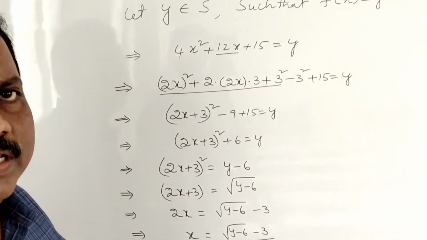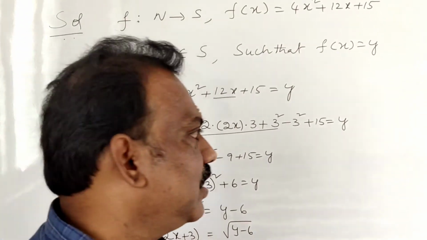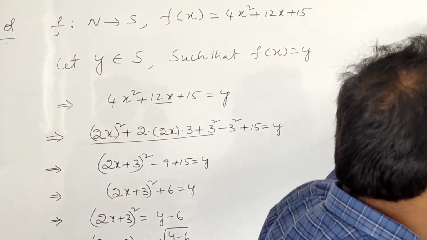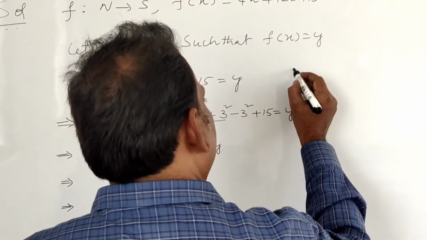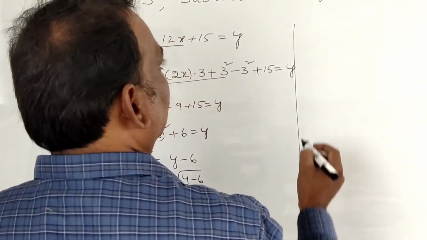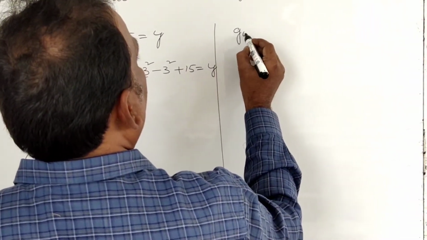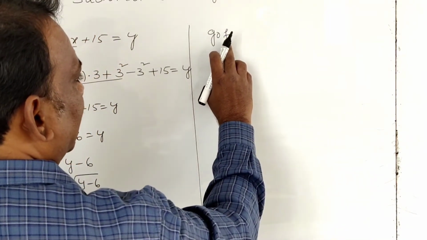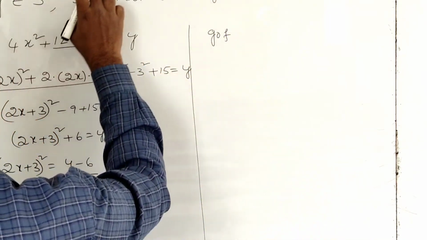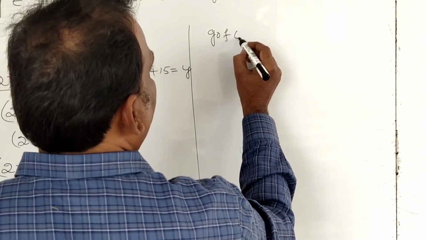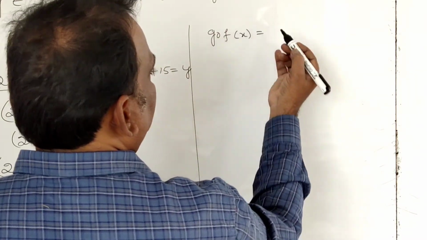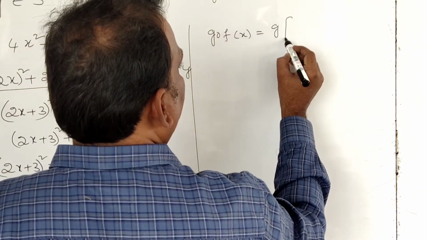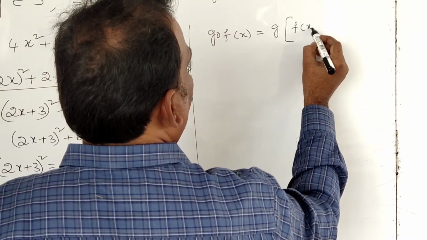Next, step 3 is calculating the composite function. What is the composite function of f and g? f circle g and g circle f. Right, students? Now we will go through g circle f first. I told you the last function is f, that's why the f domain is in x, so I am taking it as it is x. g circle f of x. The formula is g of f of x.